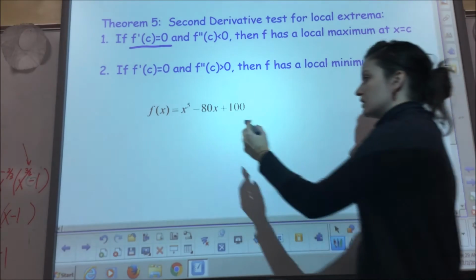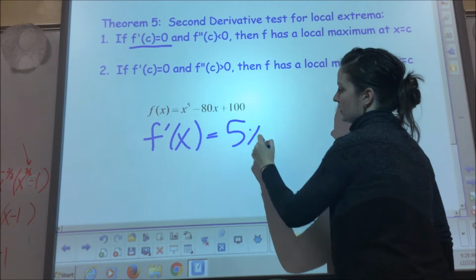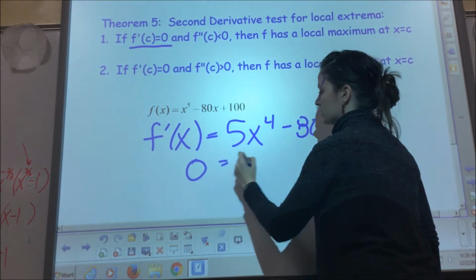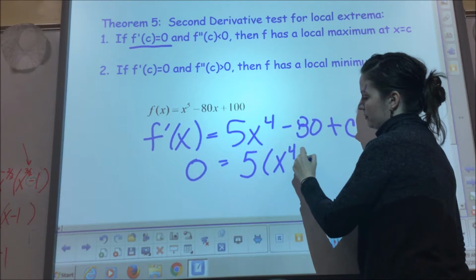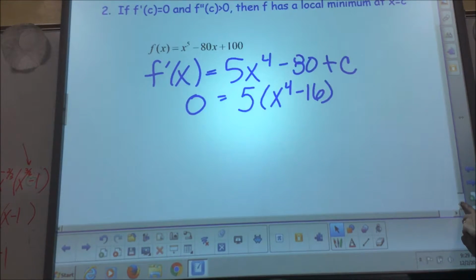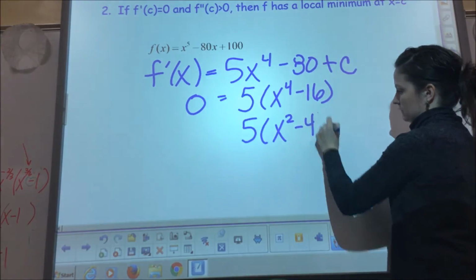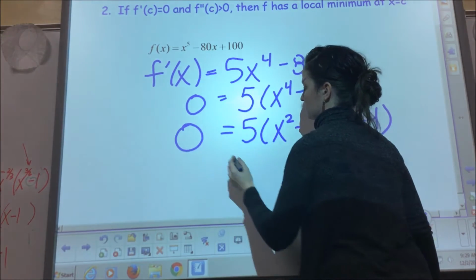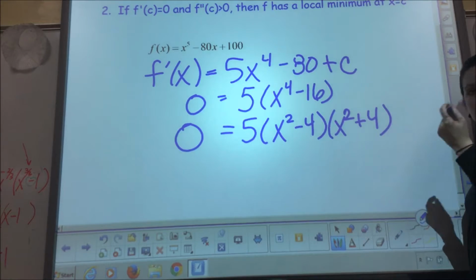So if we look at this, the derivative of this is going to be 5x to the fourth minus 80 plus c. When we set it equal to 0, we can take out a 5, and that gives us x to the fourth minus 16. What does x to the fourth minus 16 factor to? x squared plus 4, x squared minus 4. This is going to give us imaginary values, since our domain is the real numbers.